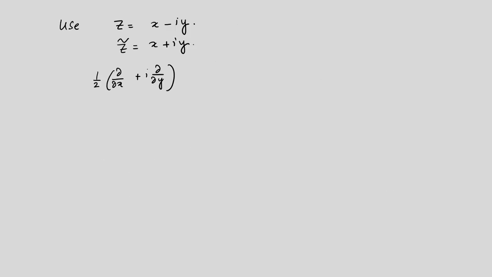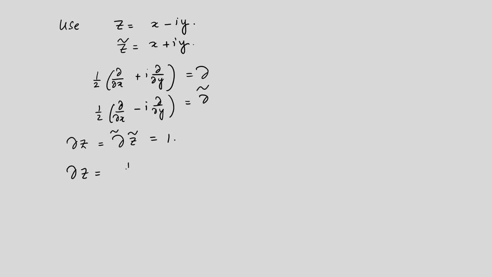This we write as delta, just a shorthand notation, and similarly we will use a half of ∂/∂x minus i∂/∂y, which is delta tilde. This is not 0, just to make sure, they are different. It is important to understand that ∂_z z is equal to 1, and ∂_z̃ z̃ is equal to 1, because if you take this ∂_z, it is equal to half of ∂/∂x plus i∂/∂y, and this is going to act on this z, which is x minus iy.